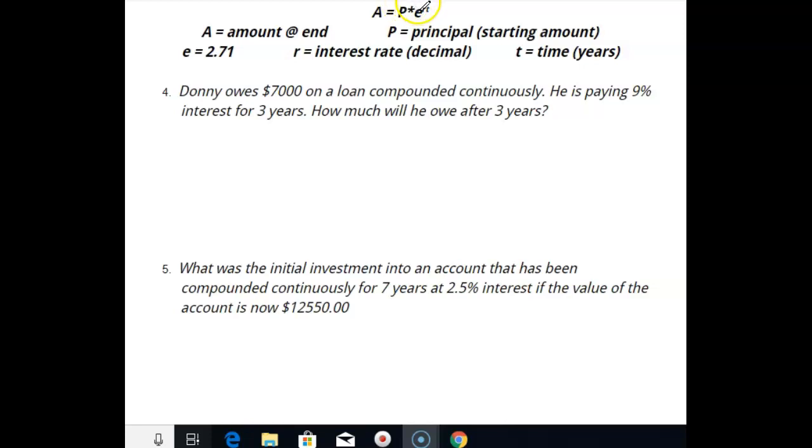E is a special cool math number. It stands for 2.71. I'm not going to get into all the cool stuff about E, but it's a really cool thing. And E is raised to the R times T, R being the interest rate again as a decimal, and T is the time in years. In this case, sometimes you're going to have to do this part again separately, but usually you don't.